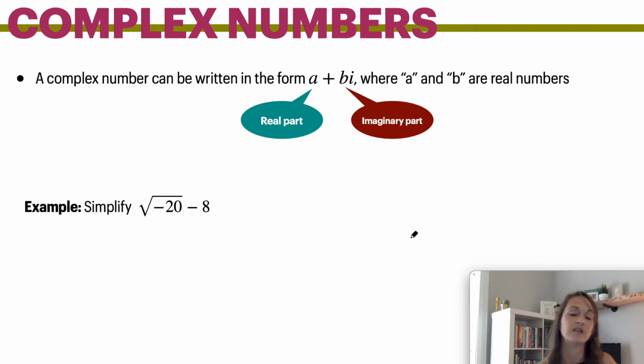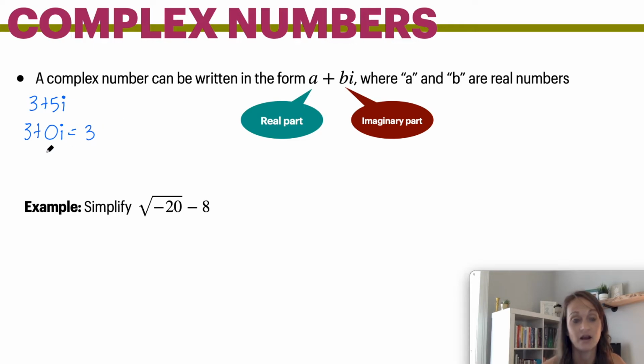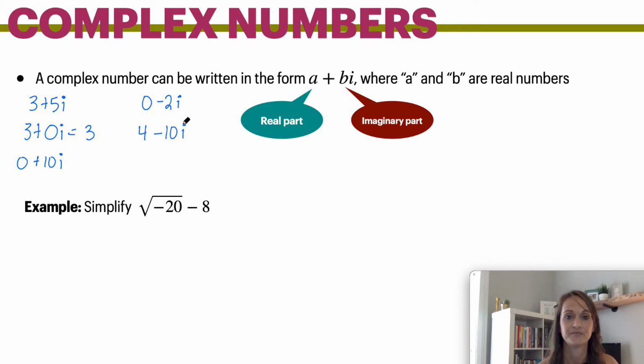Complex numbers are written in the form a plus bi, where a and b are real numbers. So for example, 3 plus 5i is a complex number. 3 plus 0i is technically a complex number. I mean, it's the number 3, but you can write it as a complex number. Or 0 plus 10i is a complex number. 0 minus 2i is a complex number. 4 minus 10i is a complex number.